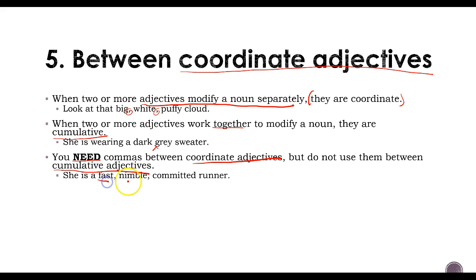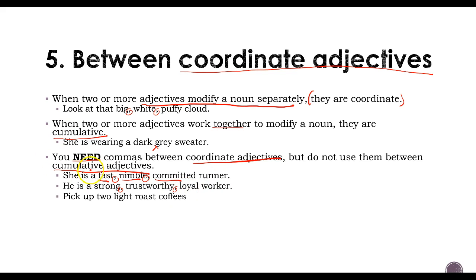She is a fast, nimble, committed runner. Each of these is describing the runner independently. Fast, nimble, committed. So we put commas between each of them. He is a strong, trustworthy, loyal worker. So each of these is describing the worker independently. Strong, trustworthy, and loyal. So we put the commas in between.